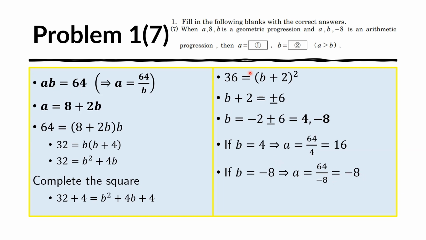However, we are told that A must be greater than B. But in this case, the second case is such that B is minus 8, A is minus 8, so B equals A. Therefore, we don't want this. We only want this because here we have 16, which is A, and B is 4, so 16 is greater than 4, so it satisfies this. And therefore, A equals 16 and B equals 4.